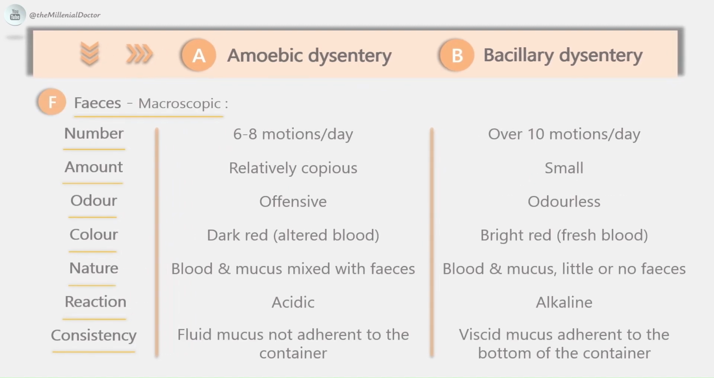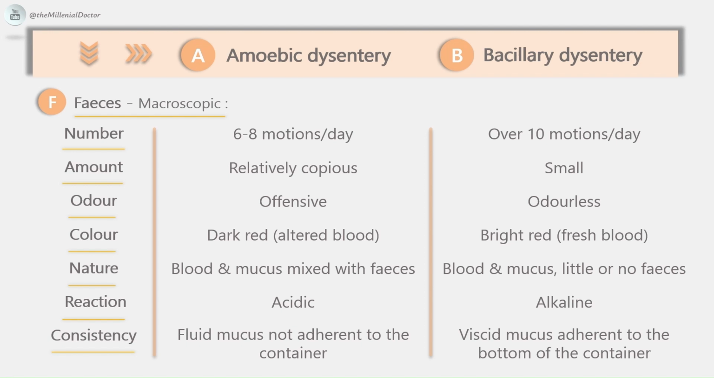Then regarding the feces, amoebic dysentery presents with 6 to 8 motions per day, whereas in case of bacillary dysentery, we see more than 10 motions per day. The amount is relatively copious in case of amoebic dysentery, whereas it is small in case of bacillary dysentery. The odor of the feces is offensive in amoebic dysentery, and the feces is odorless in bacillary dysentery. The color of the feces is dark red in amoebic dysentery due to altered blood, and bright red in bacillary dysentery due to fresh blood.